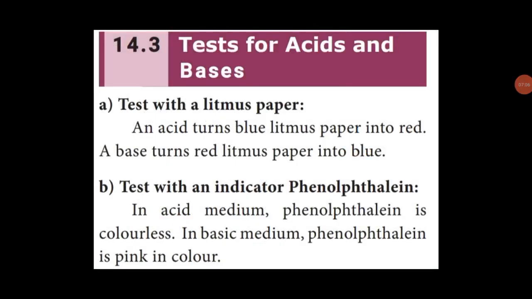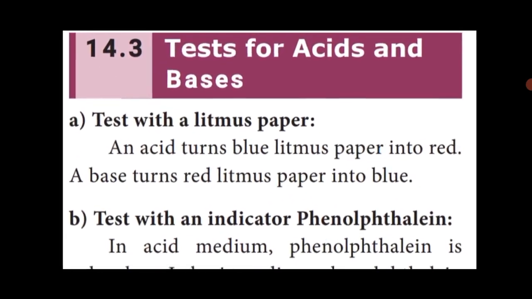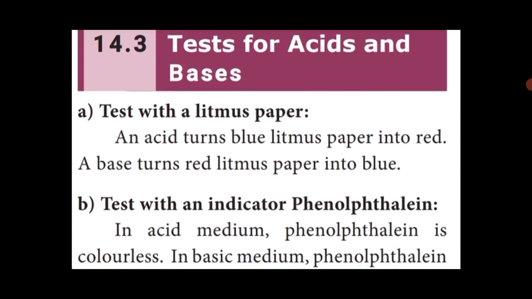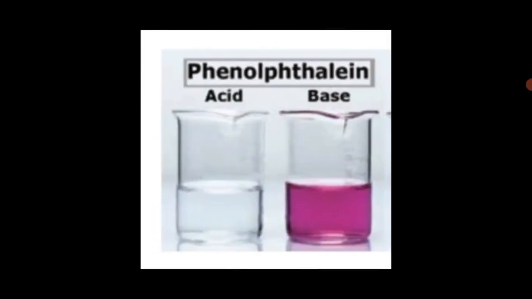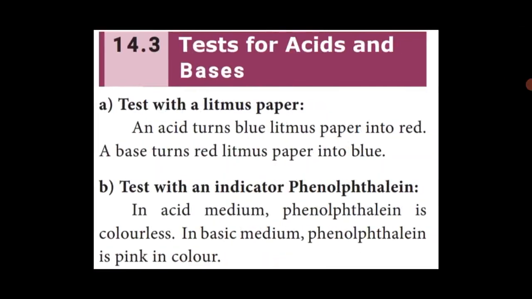Let's see tests for acids and bases. Acids and bases are the same color in nature, so to identify acid and base, some tests are used. The first test is the test with litmus paper. The second one, test with indicator phenolphthalein. Third one, test with indicator methyl orange. Let's see one by one.